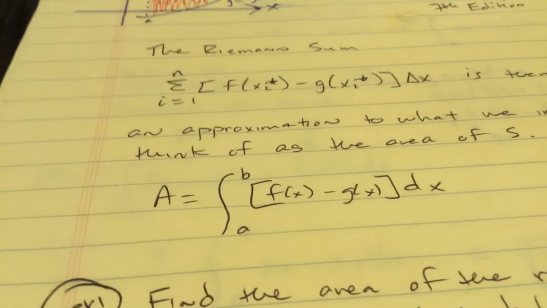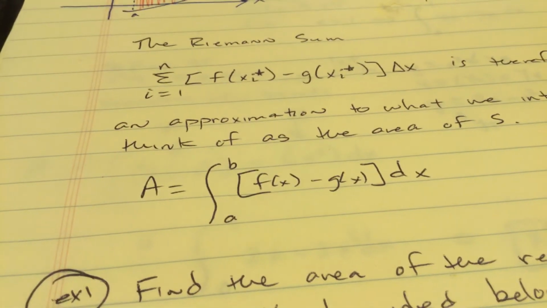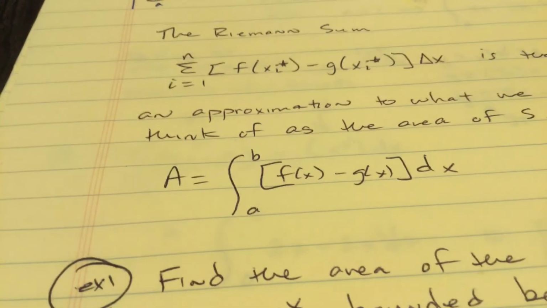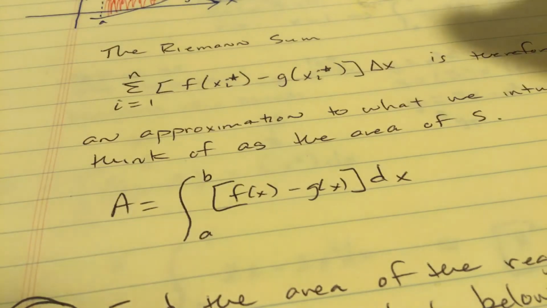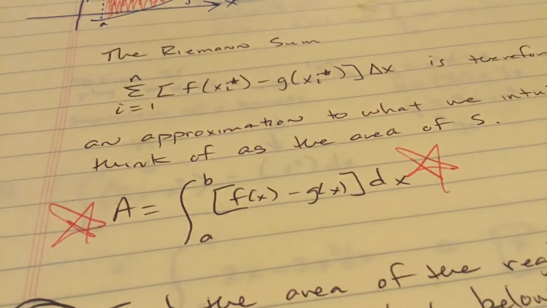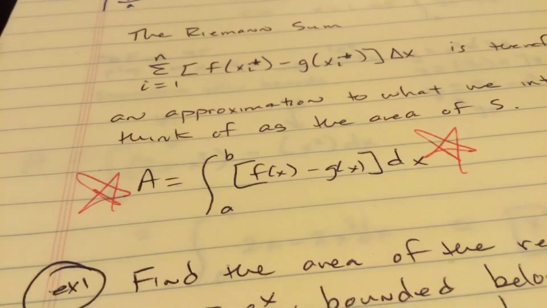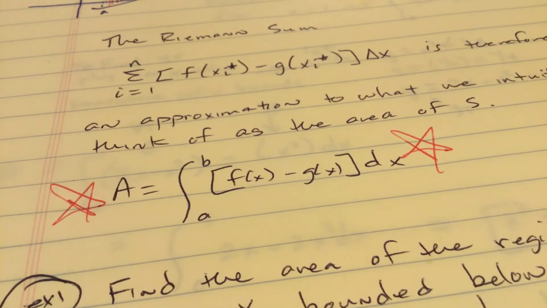S. And the area is the integral from a to b of f of x minus g of x dx. That is it. Write that down. That is the name of the game. That is the thing we want to know from this section right there. Okay? So here's what we're going to do.